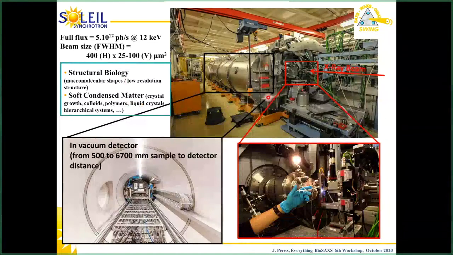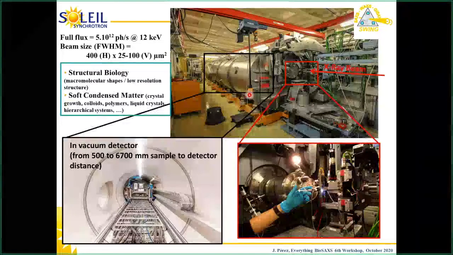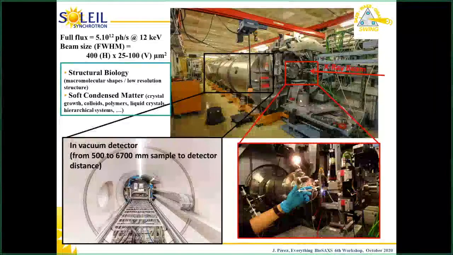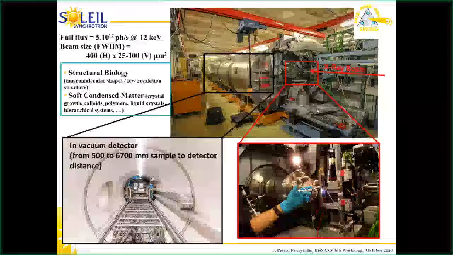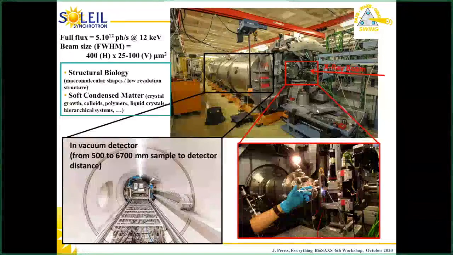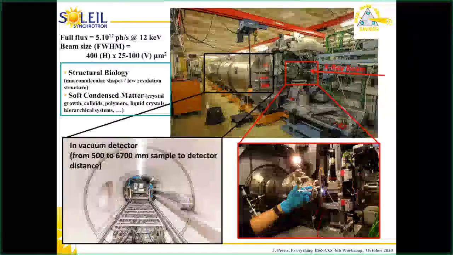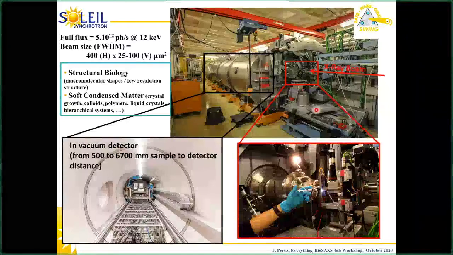The principle of the experimental hatch is the following. We have a big table here, which is motorized, and on this table we can put any kind of sample environment. So there is a lot of room, so we can change sample environments every week or even twice a week. So we do this in a few hours, so very little beam time is misused.